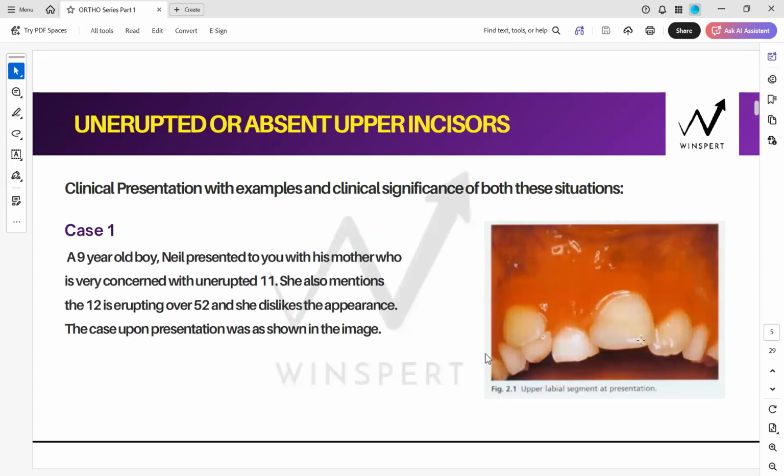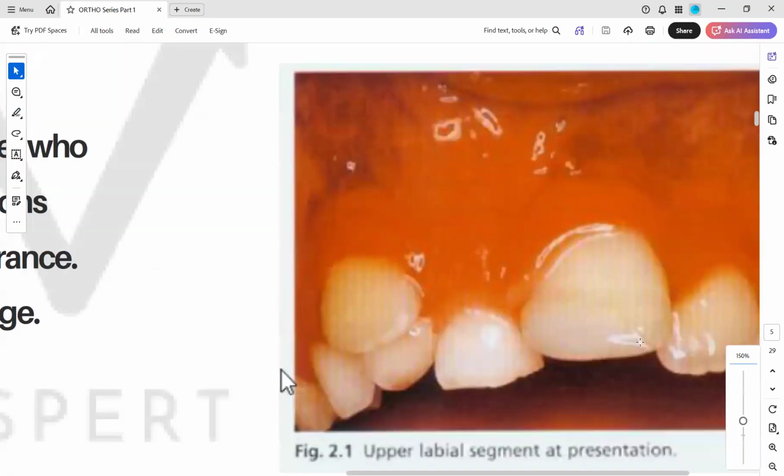Can you appreciate slightly the composite restoration here? So there was a complicated fracture. He fell 4 months ago and it was subsequently extirpated, right?